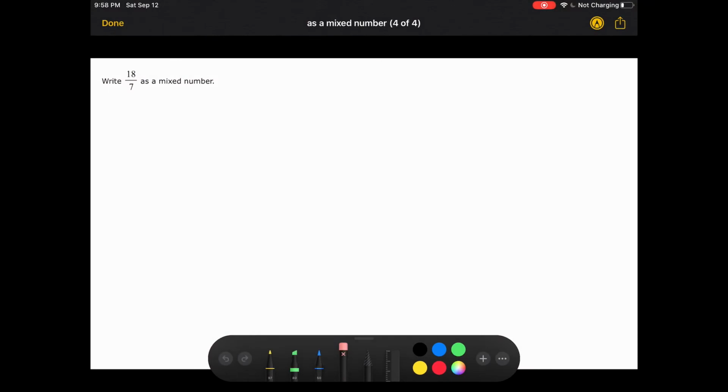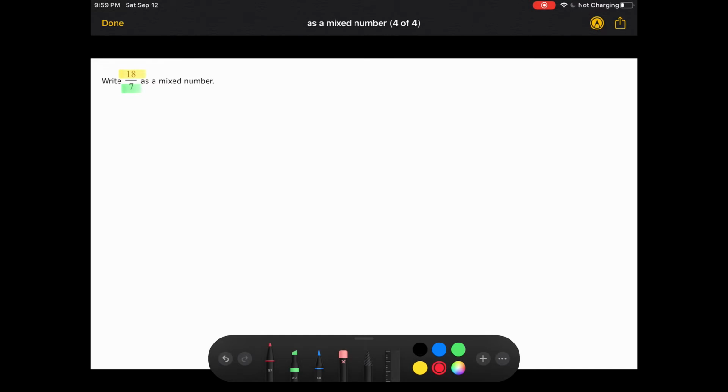The question that I have in front of me shows me that I have 18 over 7, and it wants me to write it as a mixed number. So any fraction that has a numerator larger than the denominator is improper. They would like for you to write it as a mixed number for it to be considered proper. Sometimes the question doesn't matter, but it is important to know how to do this.